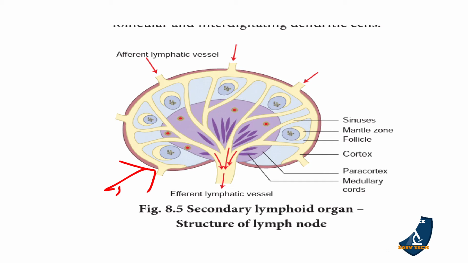Okay, this is the structure of the lymph node. You can see the afferent lymphatic vessel here, and you can see the way through it, and you can see the sinus and the mantle zone, that is mantle zone, not mental, mantle zone. And here you can see a follicle and the cortex, paracortex and medullary cords. Okay, medullary cords, and this is the efferent lymphatic vessel.